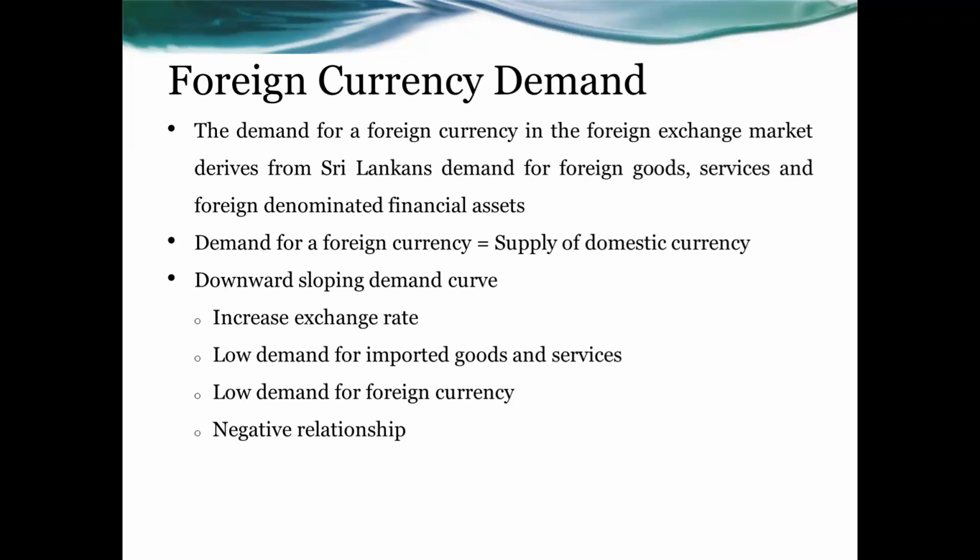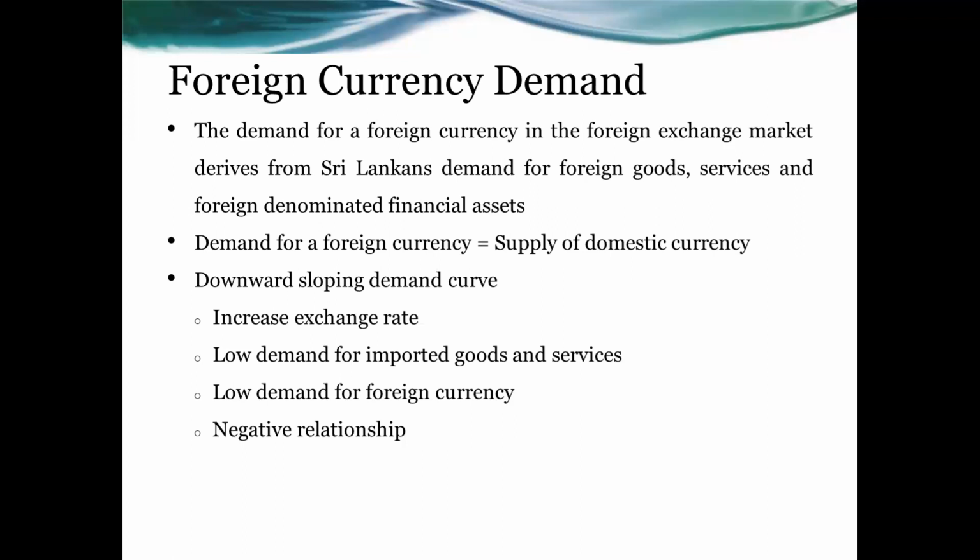On the other hand, if we are investing in some foreign denominated assets, like USA bonds, USA treasury bills, USA assets, USA share markets, we cannot invest in Sri Lankan rupees. We have to invest in terms of US dollars. So in that case also, we need to demand foreign currency.